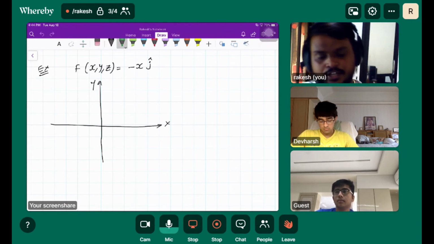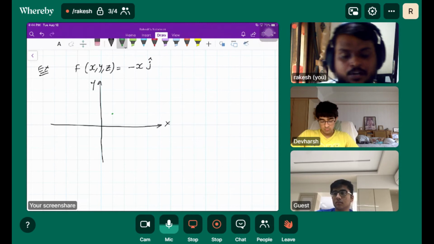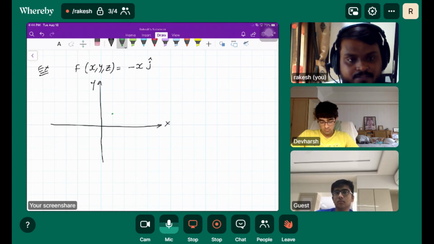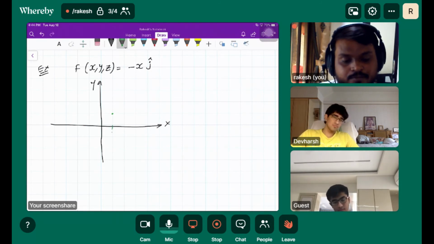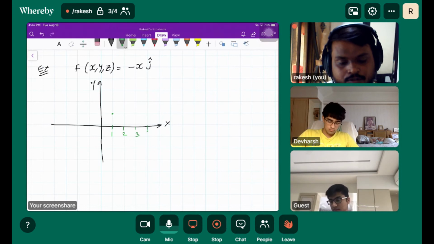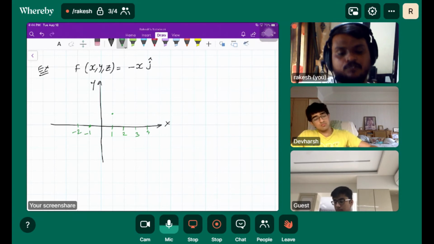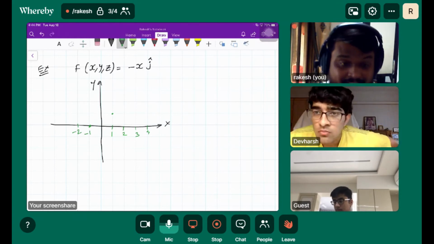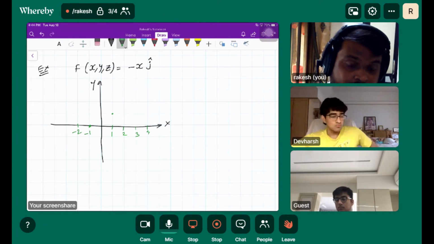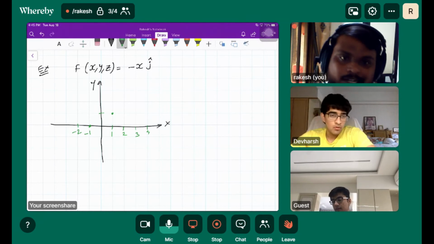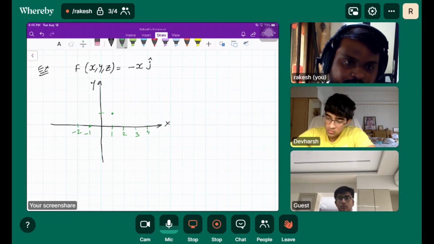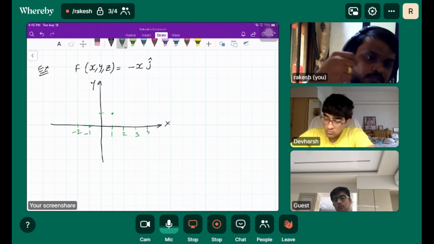So at point P, what would it be? See, this vector field basically has only a y component, which is nothing but minus x. So it will always be parallel to the y axis, right? It is independent of the y coordinate, right? How would I draw the vector field here? It is only dependent on the x value of the given point.